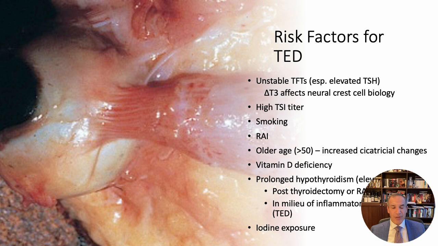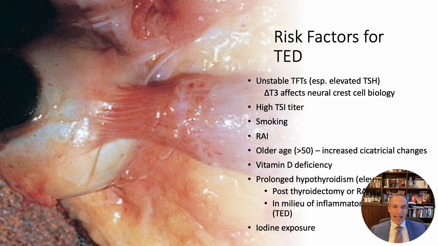Older age, whether it's related to hypoxia or to other conditions, is a risk factor. We can't do anything about that, but you need to be aware that the patient who presents with thyroid eye disease at an older age is more likely to develop a more severe fibrotic disease. So you need to be on top of it much more urgently than someone who is, let's say, 24.